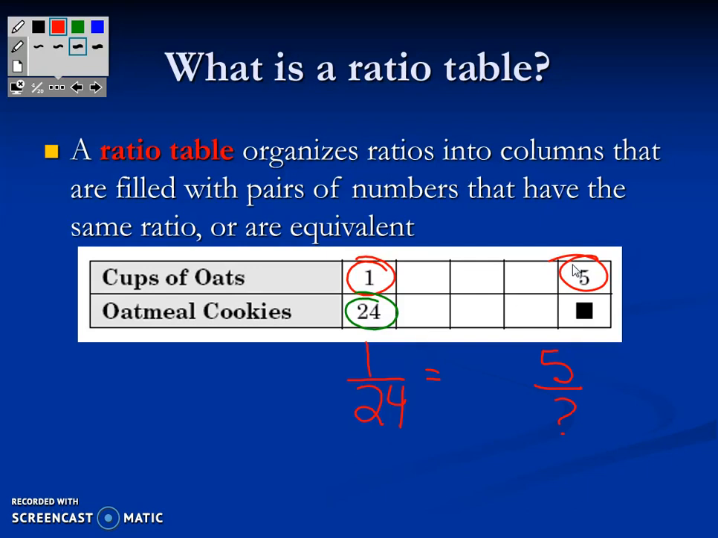So you ask yourself, well, 1 times what gives me 5? Well, 5. So whatever I do on the top, so I multiply this by 5, then I must do also the same on the bottom. So 24 times 5 gives me, I'll pause so you can pause the video, try to figure out what is 24 times 5. Now 24 times 5 will give me 120.